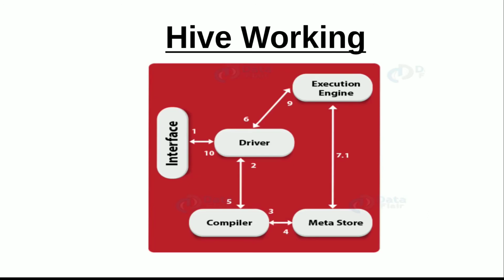So how does Hive work? Here you can see that it is an interface, the web interface or mobile interface, whatever it is. It gets a query from the interface. The driver then makes a plan and gives it to the compiler. The compiler gets the metadata from the metastore. Then the metastore sends back the data to the compiler, and the compiler sends back the plan to the driver. Then the driver sends the executable plan to the execution engine.